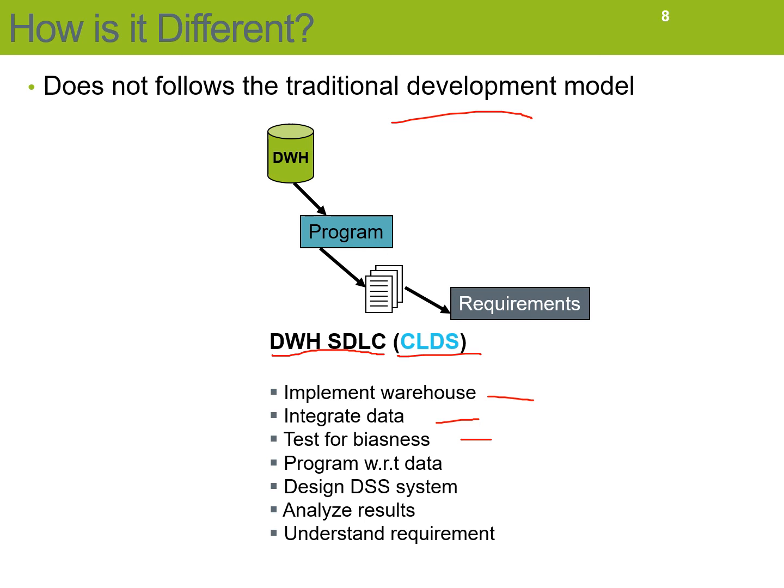Then you program with respect to data. You decide what algorithm you have to use depending on your data. In classical SDLC, you program with respect to requirements, but here you program with respect to data. Then you design the decision support system. After that, you analyze the results, and then you understand the requirements. So how is it opposite? Here the requirements come at the end, while in SDLC the requirements come at the start.